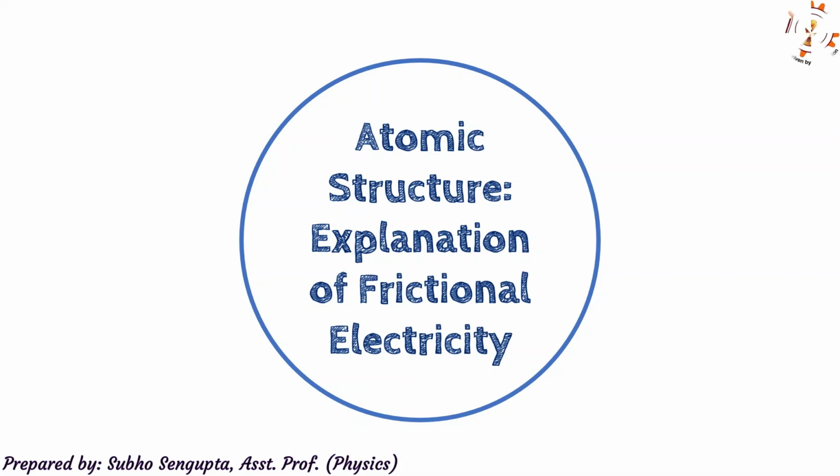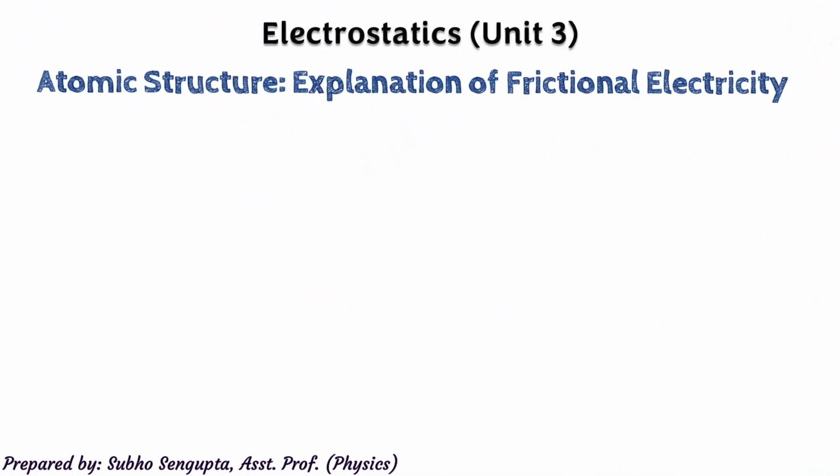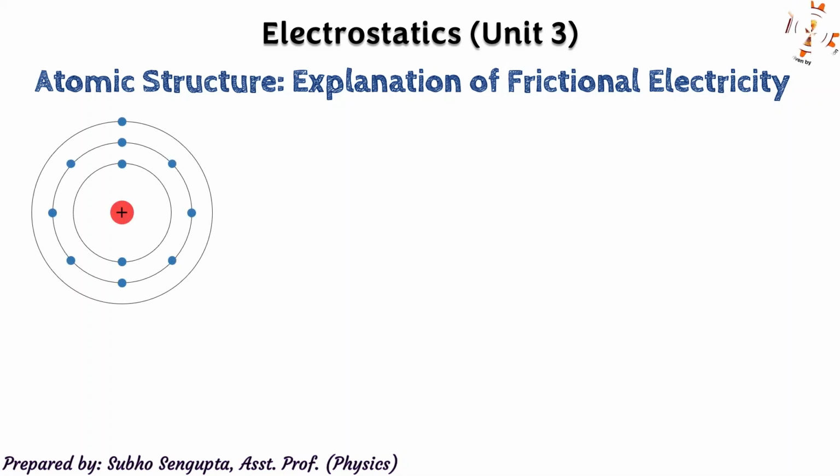Let us now explain the phenomenon of frictional electricity based on the atomic structure of atoms and electron transfer. Frictional electricity can be understood by considering the structure of an atom. An atom consists of a central nucleus containing protons and neutrons, with electrons revolving round it in different fixed orbits. Protons are positively charged particles, while electrons are negatively charged particles, and neutrons are neutral particles.